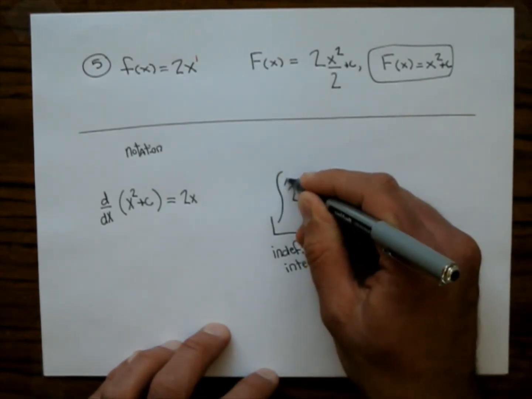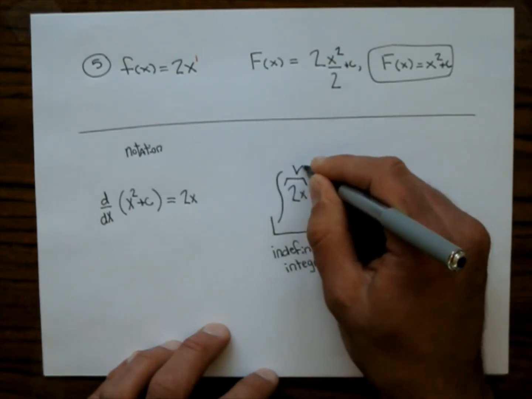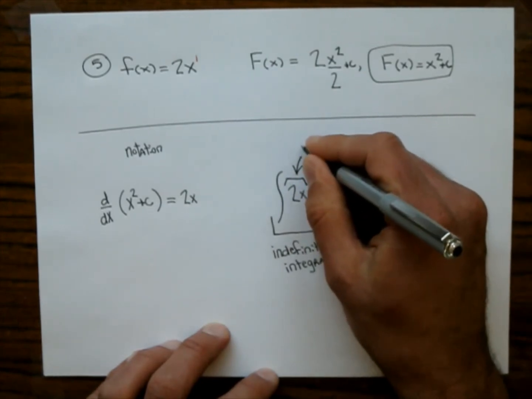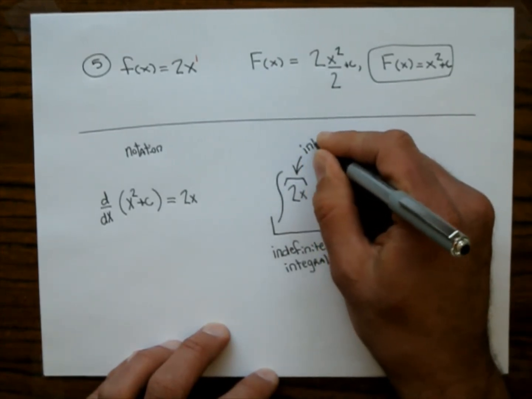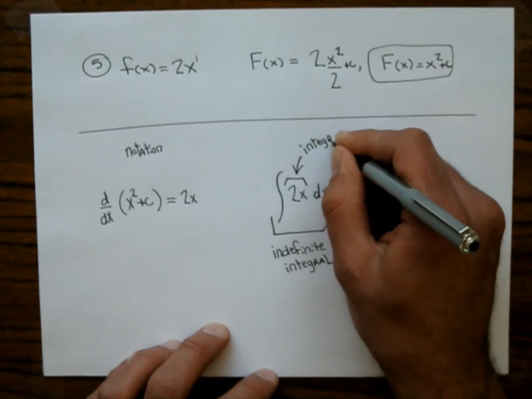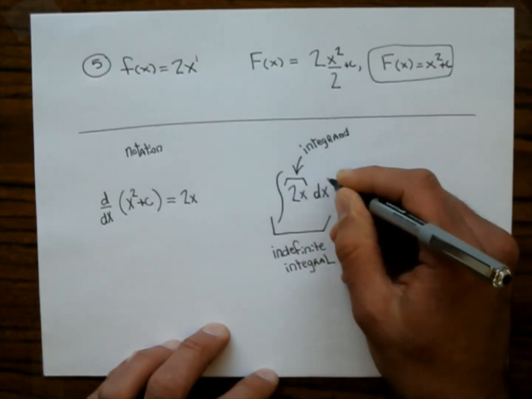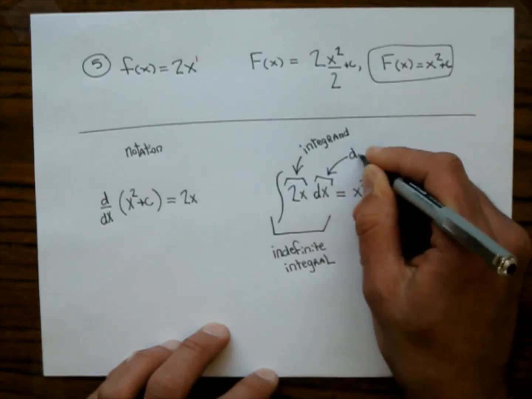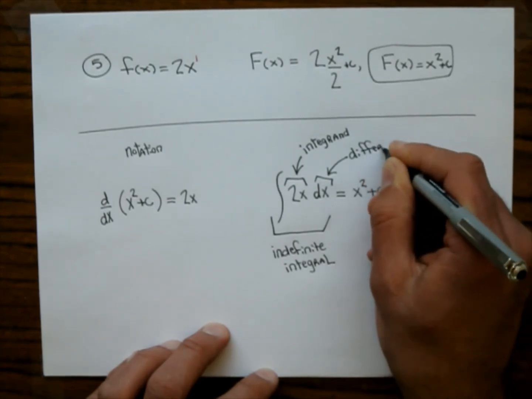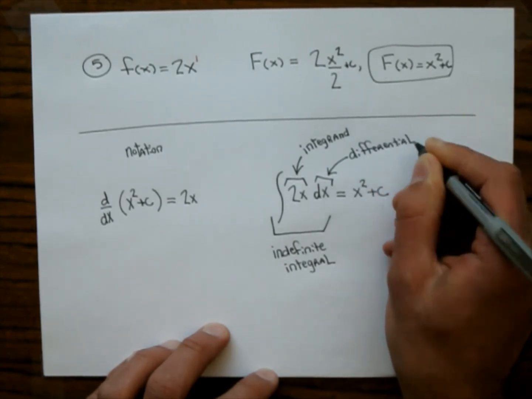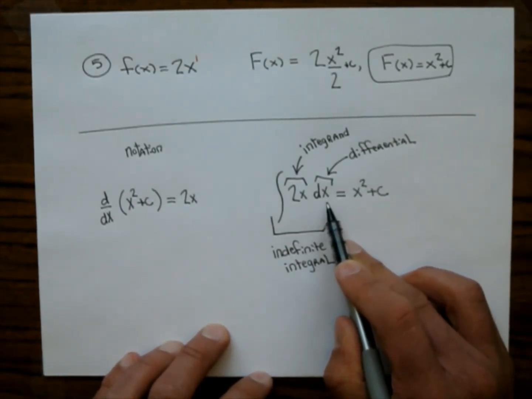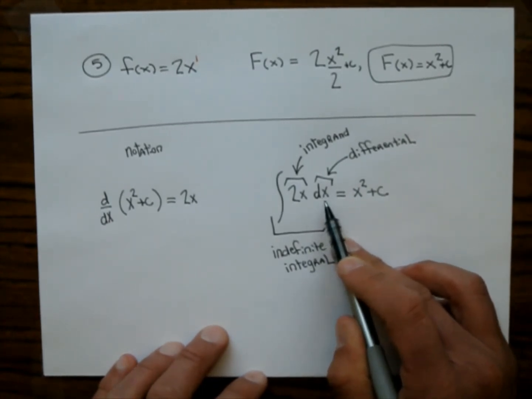Okay, so we have this right here. That has a name. This function here that you're trying to take the integral of is called the integrand. And this guy right here, we already know what that's called, but I'm going to tell you this is called the differential. And the differential tells you what letter you're integrating with respect to, or taking the antiderivative with respect to. You're taking the antiderivative with respect to x.